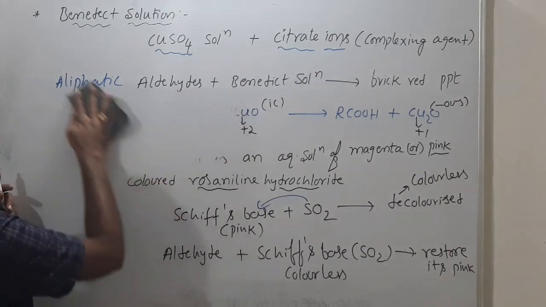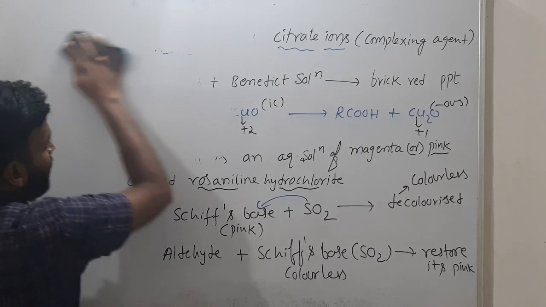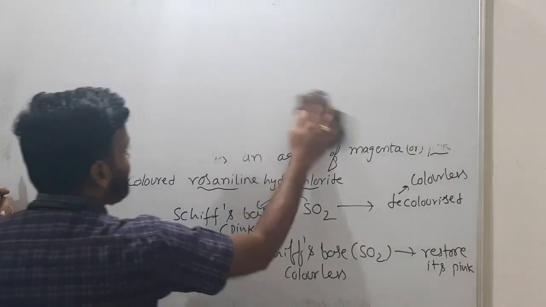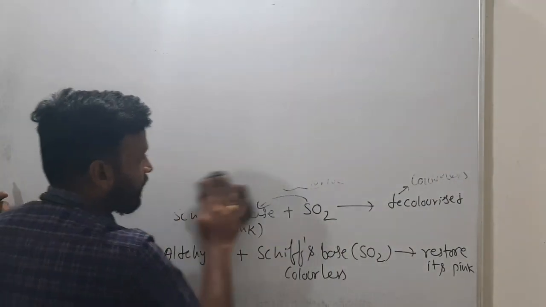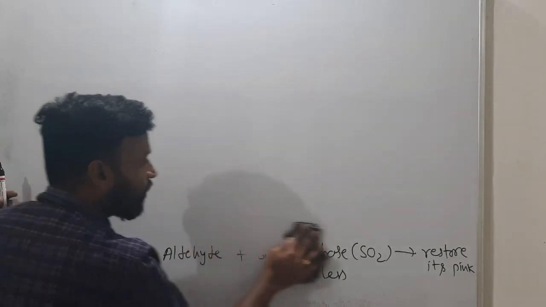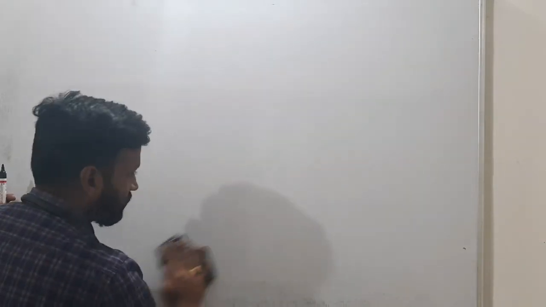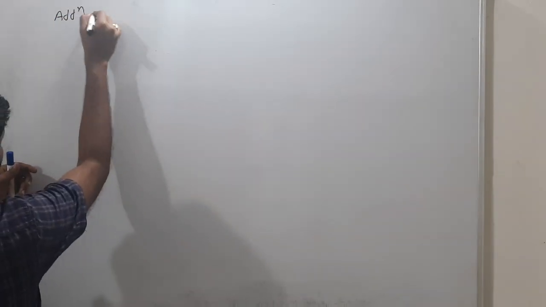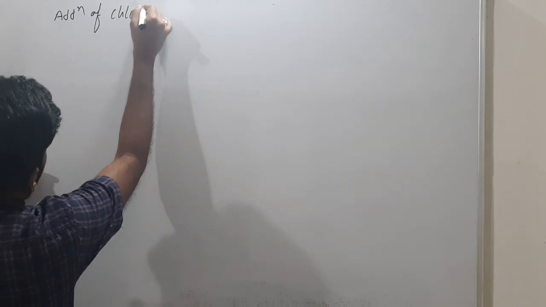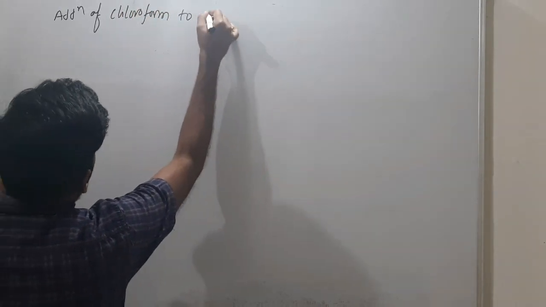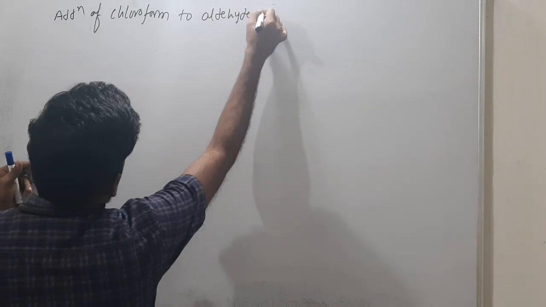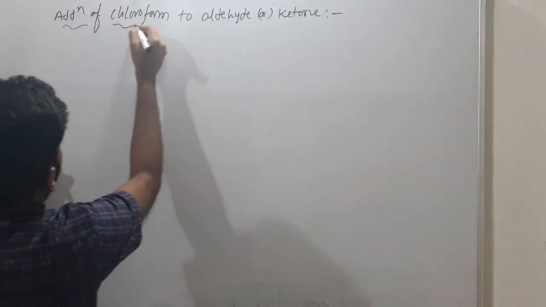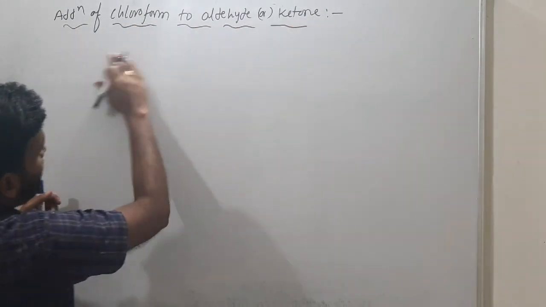Next we will discuss two more important reactions, then we will enter into carboxylic acids. You already know one thing: addition of chloroform to aldehyde or ketone. What happens? You know this already; I gave chloroform's properties at that time.